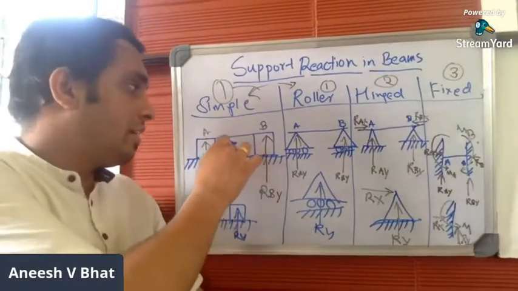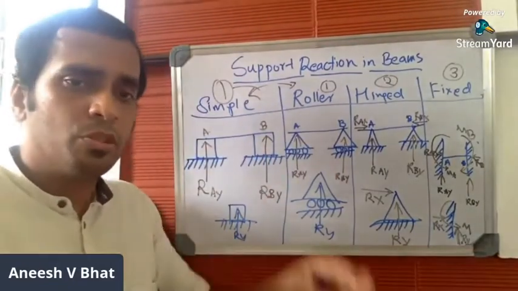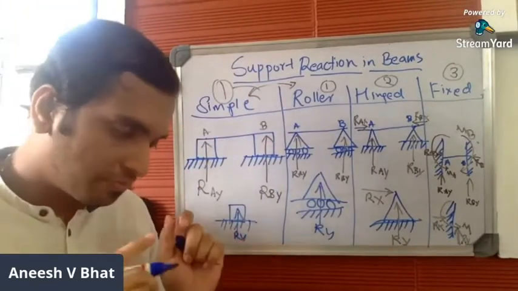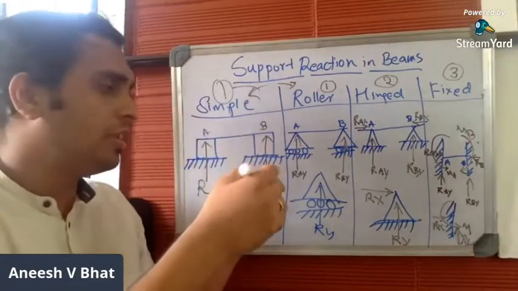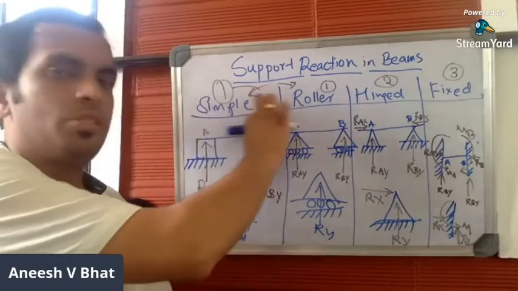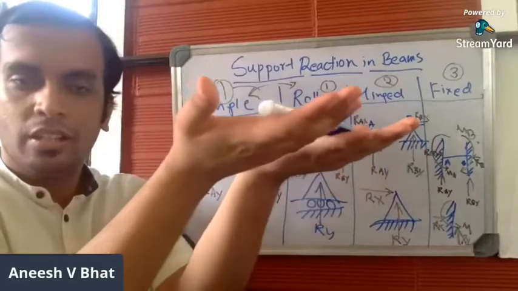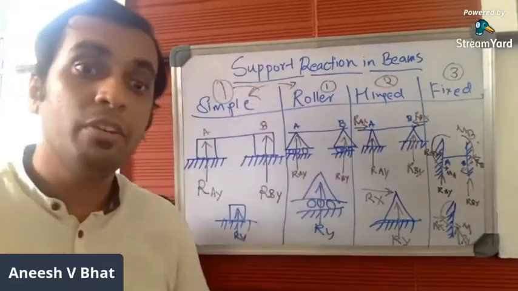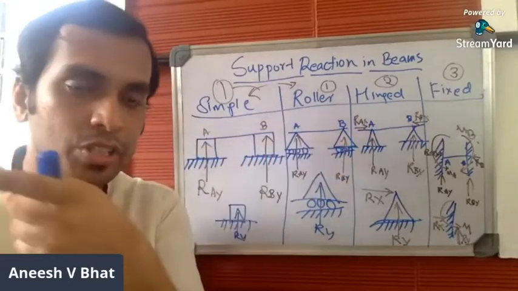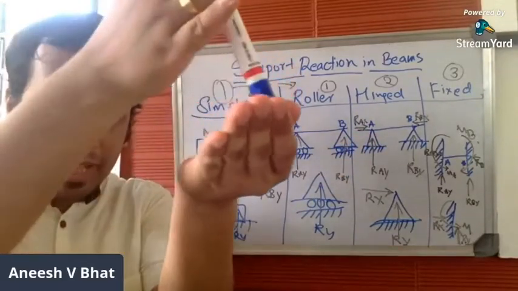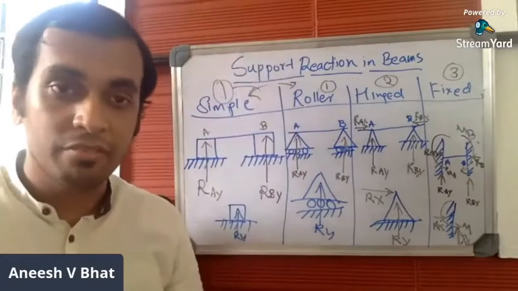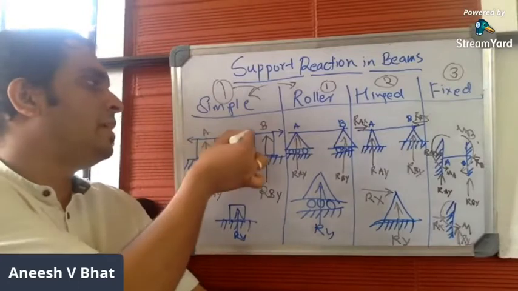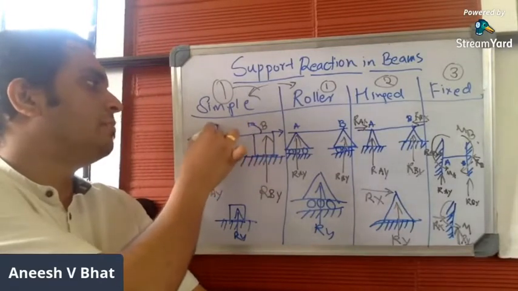Now, here in a simple support, the beam is just placed on the support. Since the beam is just placed on the support, it can be moved anywhere horizontally. If I consider these two as supports, and this is the beam, it has freedom of movement in the horizontal direction. It can move horizontally to the left or to the right, and I can rotate the beam as well in z direction.